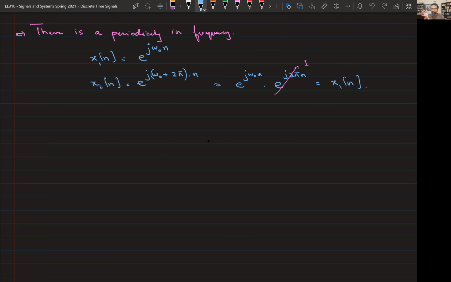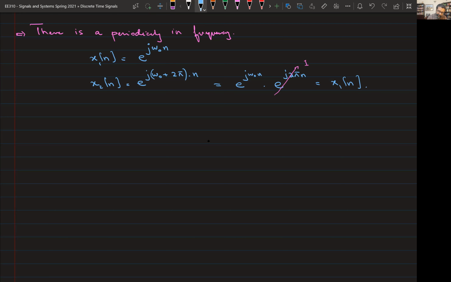So therefore, what we found out is that the frequency omega naught in discrete time is exactly the same as the frequency omega naught plus 2π in discrete time. So there's a wraparound effect of frequencies, which is there in discrete time, which was not there in continuous time. So that's the fundamental difference. That's a big difference, right?